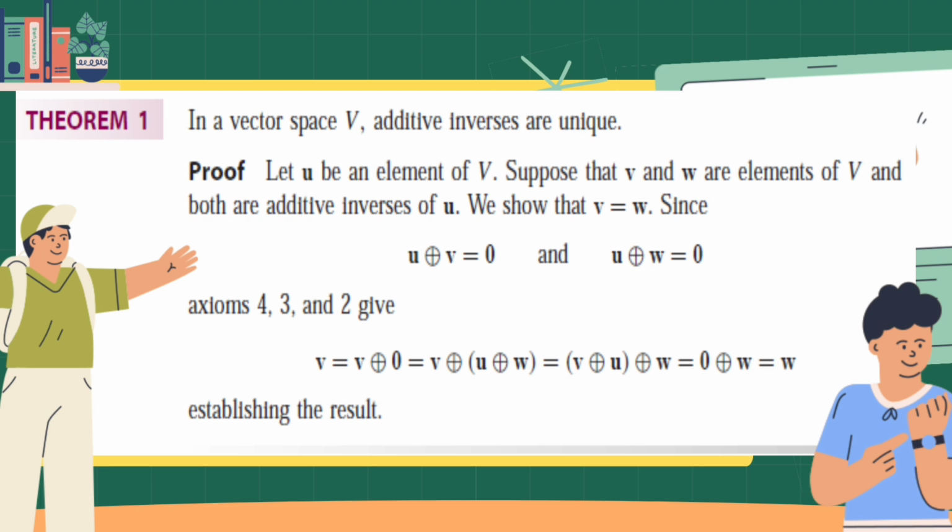So, this means there can't be two different inverses for the same vector. Why is theorem 1 important? It is important because it guarantees consistency. When we talk about the inverse of a vector, we know exactly what it is and there's no ambiguity.